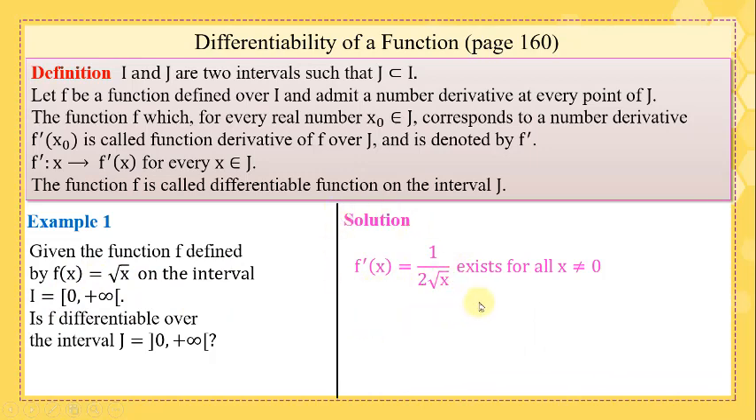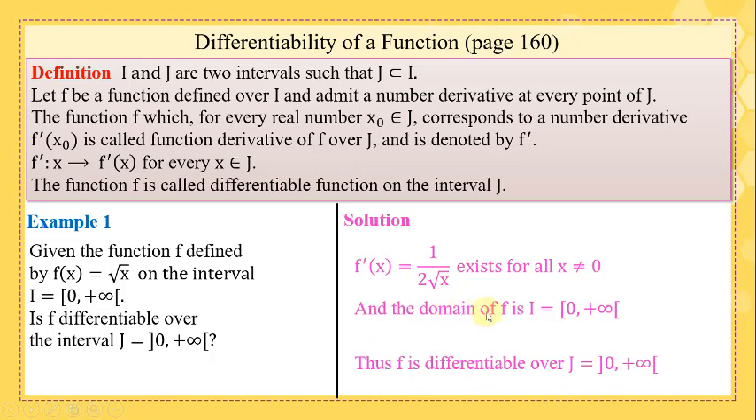This function derivative exists for all values of x except 0 because it is not defined here in the denominator. So we can say that f is differentiable over domain J, 0 open till plus infinity, because the function derivative exists for all values of x in this domain. Notice that the domain of function f is I, where 0 is closed, till plus infinity. Here we say J is a subset of I. Back to the definition, you can read it from your book or you can read it here. Okay, we continue.